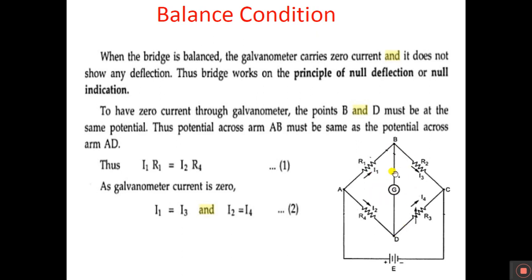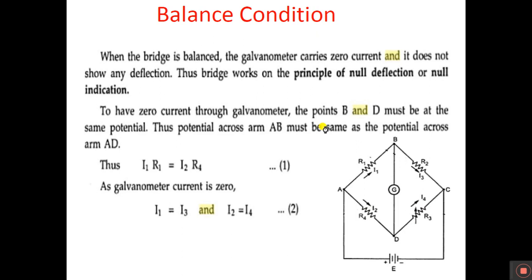So the potential across A and B must be the same as the potential across A and D. In this condition, we can write I1 R1 equal to I2 R4. Here the galvanometer current is 0, so that means it is open. If it is 0, then the current flowing through the resistances R1 and R3 are the same. So I can write I1 equal to I3. Similarly, the current flowing through R4 and R2 is also the same. So I can write I2 equal to I4.